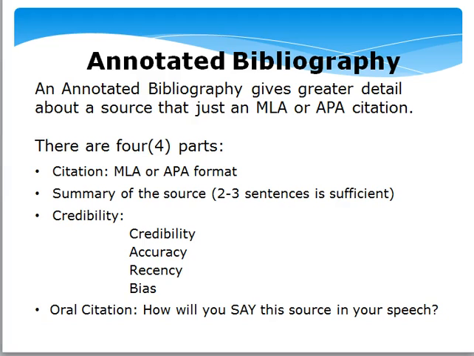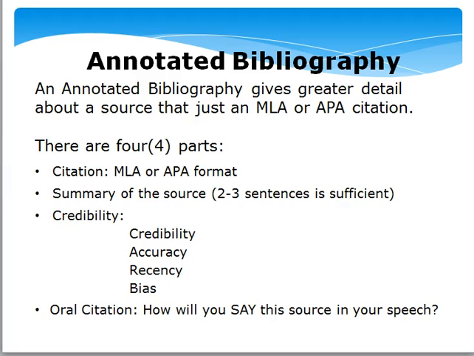Let's now turn our attention to an annotated bibliography. This is a bibliography that gives greater detail about a source than just an MLA or an APA citation. There are 4 parts to the annotated bibliography. You would use the citation, either in MLA or APA format. You would want to provide a brief summary of the source. Generally, 2 to 3 sentences is sufficient.